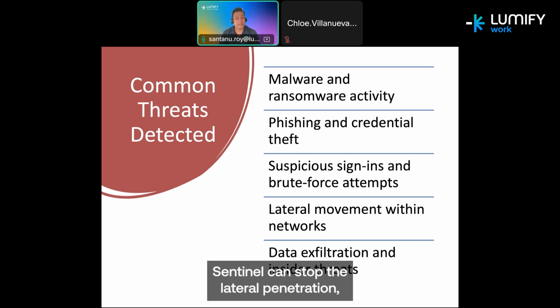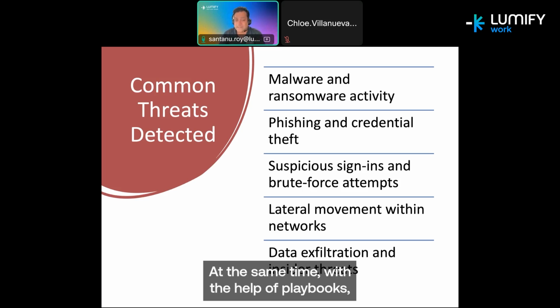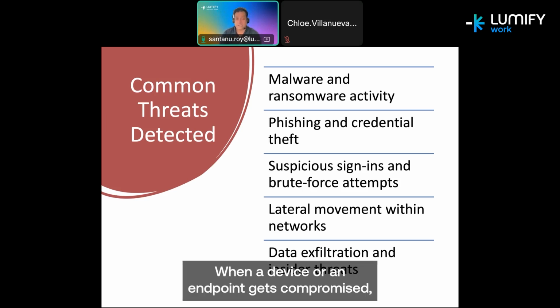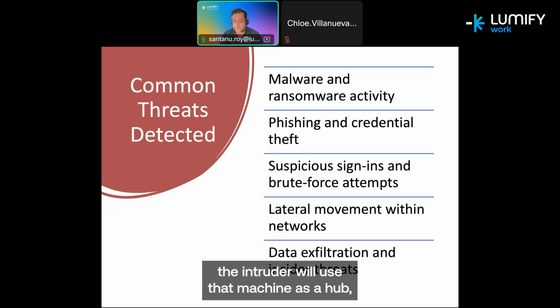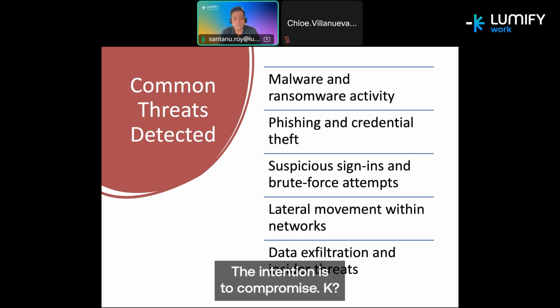Sentinel can stop lateral movement within the network. There is a rule in Sentinel, isolate device. So the moment a machine gets compromised, Sentinel will automatically detect that the machine has been compromised. At the same time, with the help of playbooks, we can isolate that particular machine. And what is the benefit behind this? The benefit is pretty straightforward. When a device or an endpoint gets compromised, the intruder will use that machine as a hub, as a centralized device, and try to laterally move within the network. The intention is to compromise.